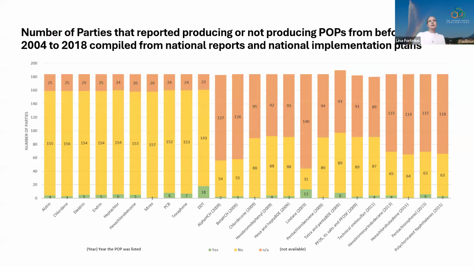And this is some data that the Secretariat has collected through the national reports that have been submitted. So, for example, this is an overview of parties that reported producing or not producing POPs from before 2004 to 2018, compiled from national reports and national implementation plans. So this is using data from the 5th reports and also from the national implementation plans the Secretariat has available.